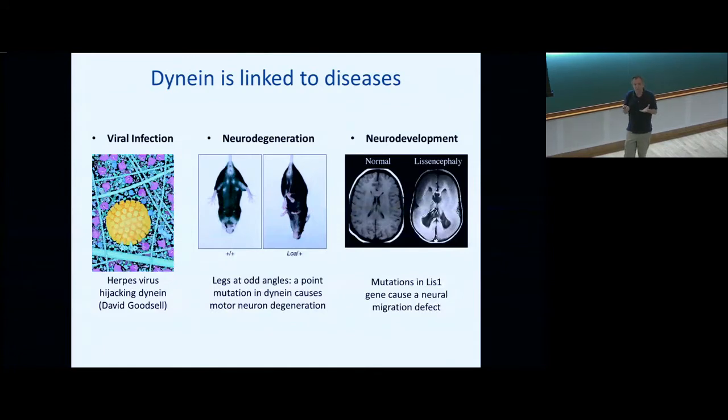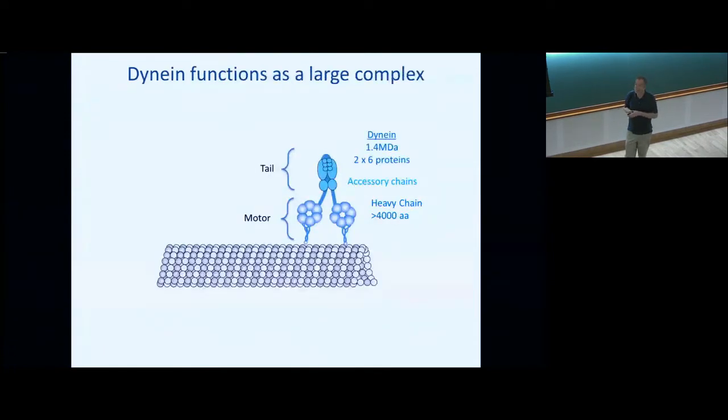So let me introduce you to the basic components then of dynein. It's made of 2 copies of this heavy chain, which is really quite large, over 4,000 amino acids long. And at the C-terminus, you've got this motor domain. That's what actually moves along the microtubule. And then at the N-terminus, you've got all these other accessory chains bound. And this structure forms the tail. This is where cargoes interact.